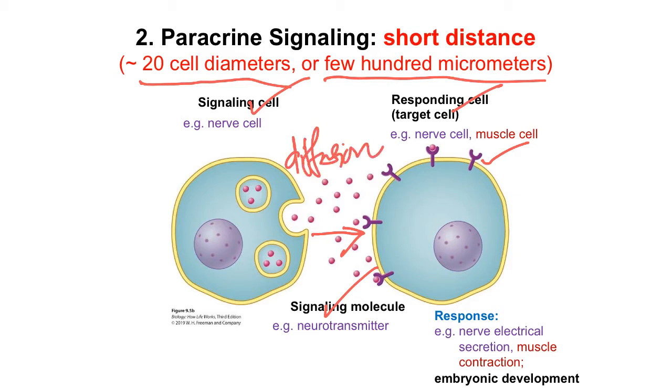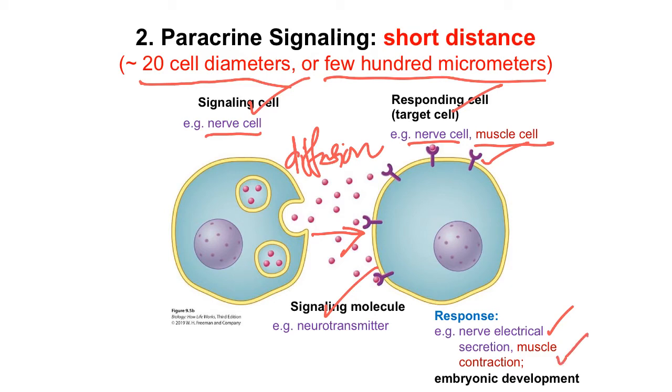Okay, so in this example, we have the signaling cell as a nerve cell. Nerve cells, of course, can either target another nerve cell, or let's say if muscle contraction is necessary, the nerve cell triggers some sort of communication and response to muscle cells contracting. So there's a nerve electrical secretion, an example. Muscle contraction is an example.